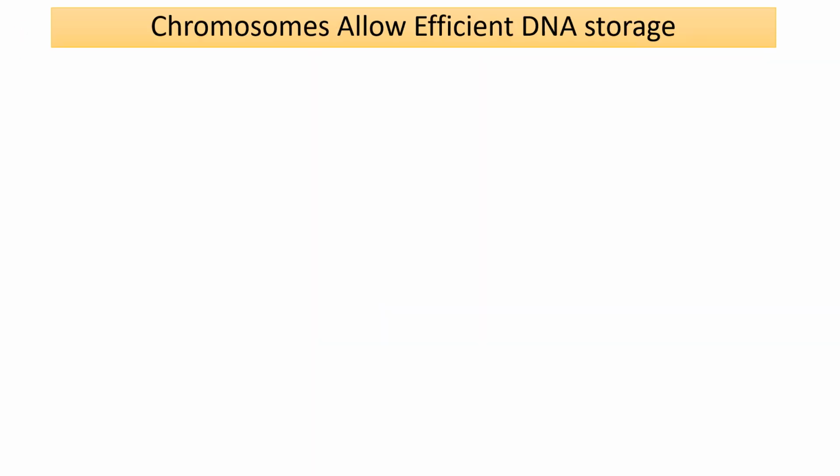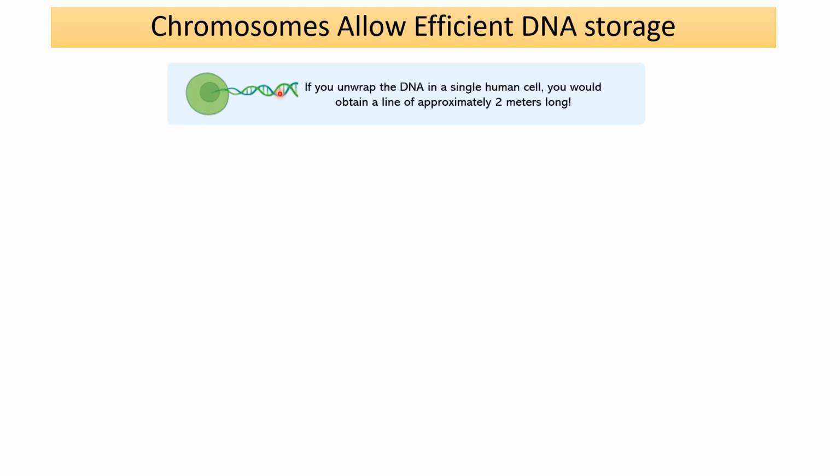Now we need to understand why chromosomes allow efficient storage of DNA. As we know, within the human cell, we have a nucleus, and within the nucleus there is the DNA, or the genetic material. If the DNA within the nucleus of a single human cell was to be unwrapped, it would form a line approximately 2 meters long. That's only from a single cell. So that DNA is highly squashed within a nucleus that is only a few micrometers wide.